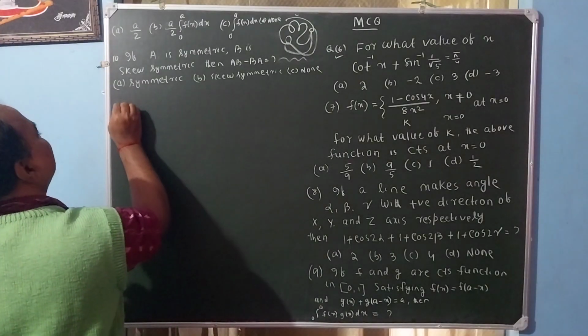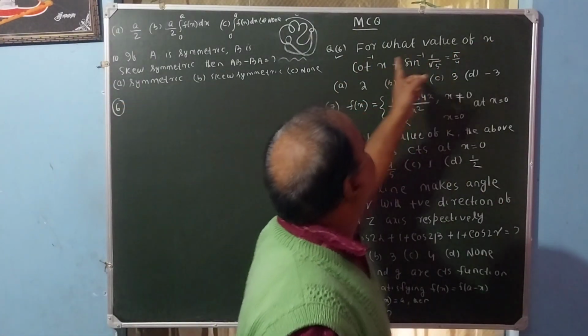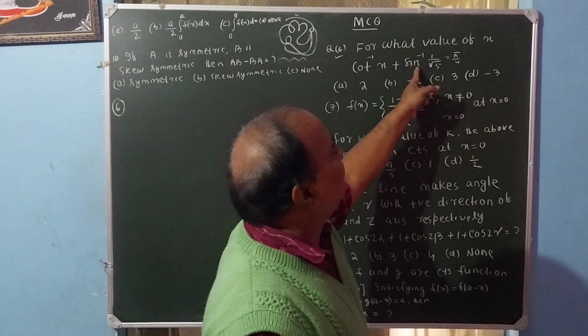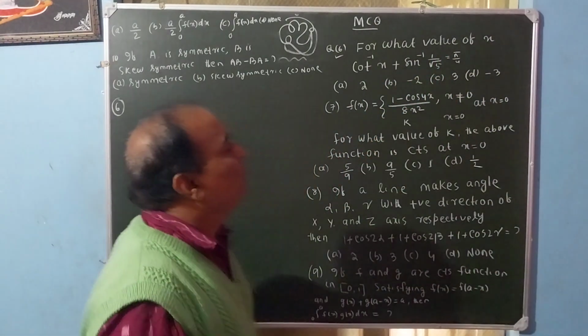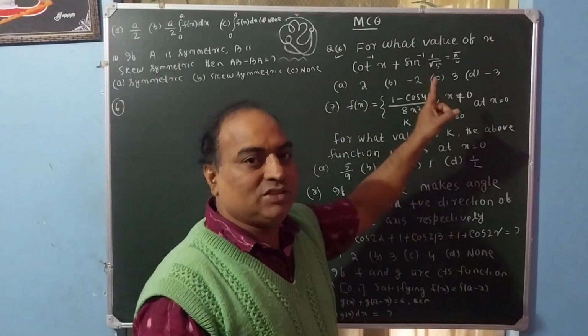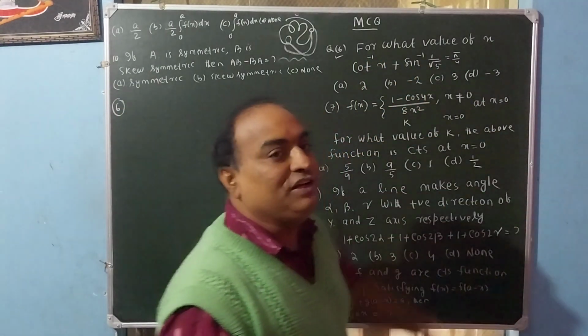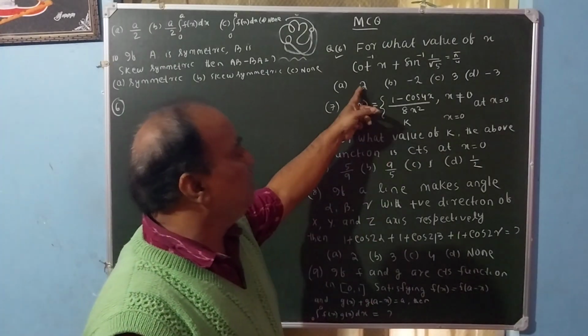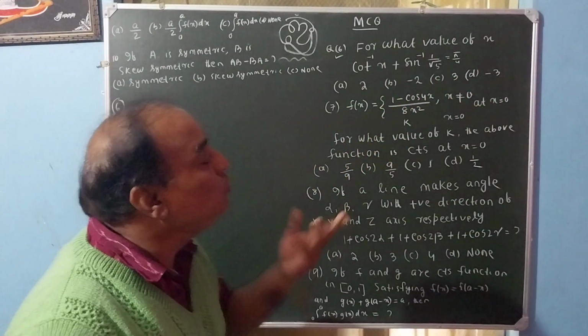Question number 6. For what value of x does cot inverse x plus sin inverse 1 by root 5 equal pi by 4? The options are 2, minus 2, 3 and minus 3. How can you solve it?